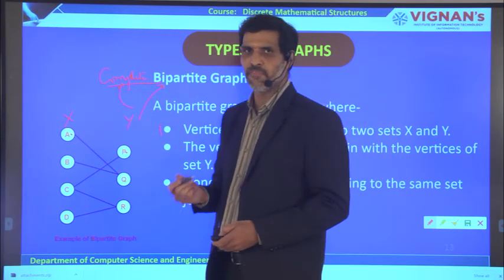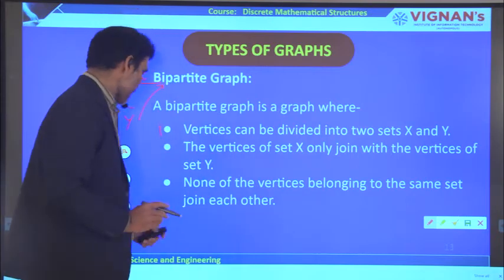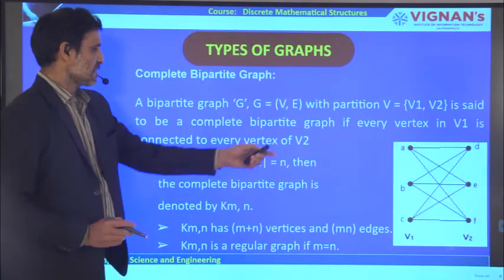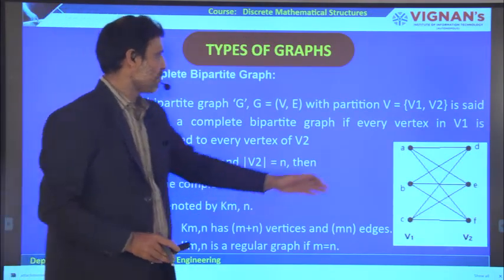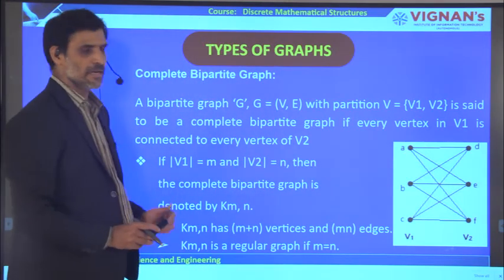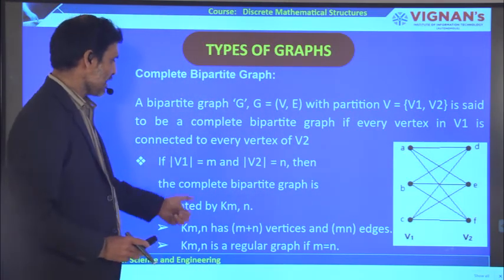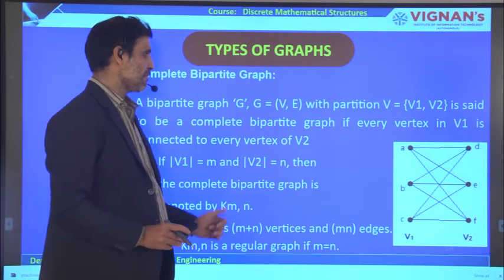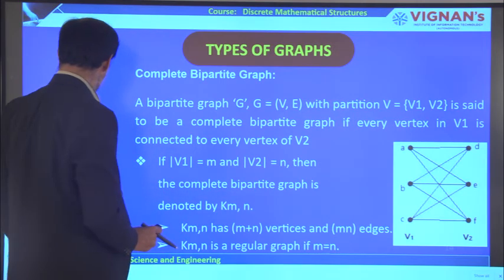This is the definition of bipartite and complete bipartite graph. So just now I have defined what is a complete bipartite graph. If you observe, this is the difference between bipartite and complete bipartite. But try to understand these two properties, which are very, very important. So what are these two properties?